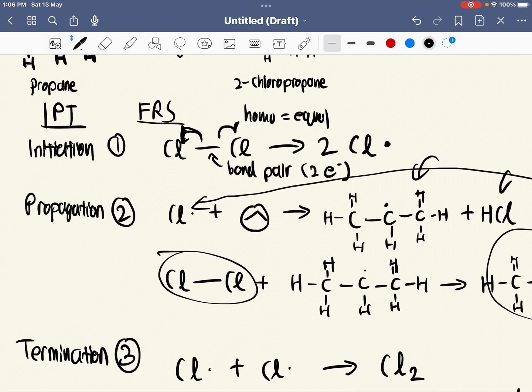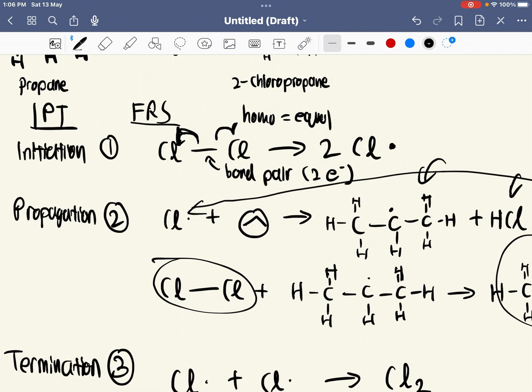So the first thing, initiation. The thing about FRS is that I need to create radicals, and I think it's the only mechanism that we learned so far that covers radicals, so it's very, very unique. So first thing I must do is create a radical with my halogen radical. So the thing I do is that I will break the bond between the 2 halogen atoms.